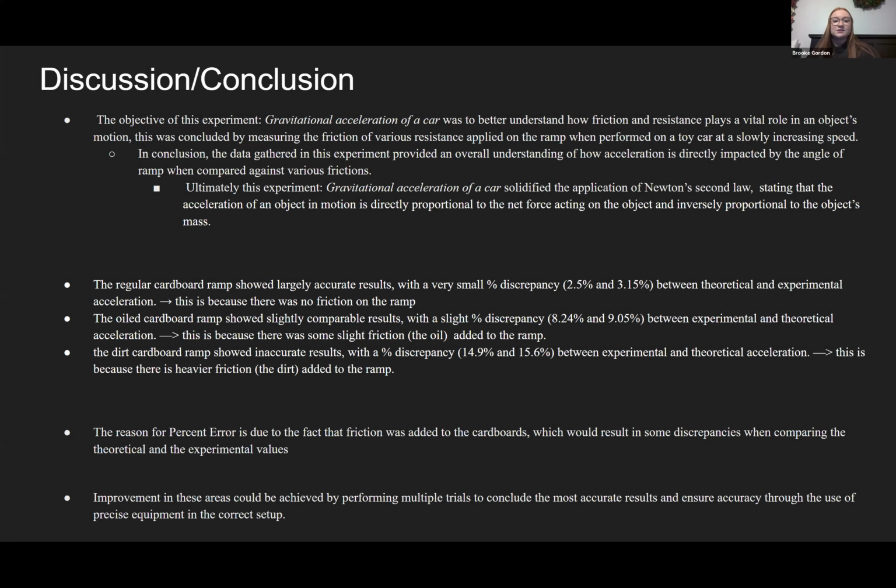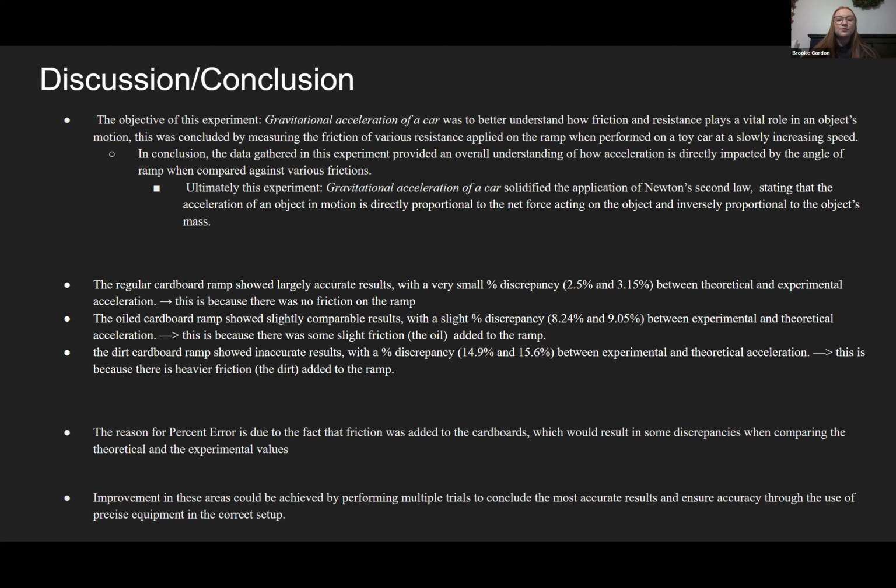The objective of this experiment was to better understand how friction and resistance play a vital role in an object's motion. This was concluded by measuring the friction of various resistance applied on the ramp when performed on a toy car at a slowly increasing speed. In conclusion, the data gathered in this experiment provided an overall understanding of how acceleration is directly impacted by the angle of the ramp when compared against various frictions. Ultimately, this experiment solidified the application of Newton's second law, stating that the acceleration of an object in motion is directly proportional to the net force acting on the object and inversely proportional to the object's mass.